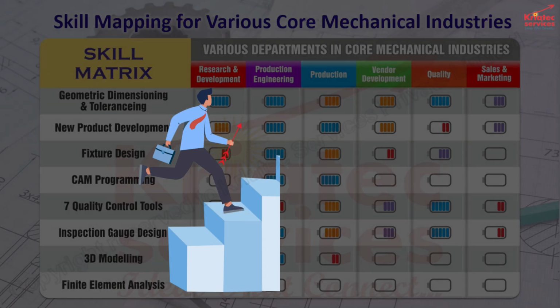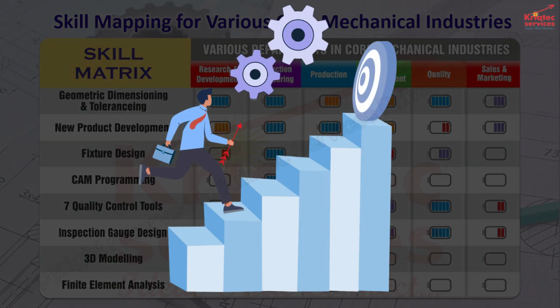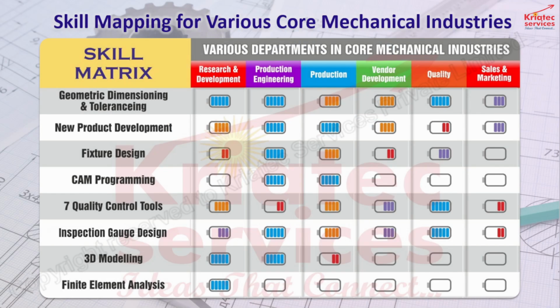If you want to grow up the ladder of your career in the mechanical engineering industry, you need to be thorough in this skill set: GD&T, new product development, fixture design, CAM programming, 7QC tool, inspection gauge design, 3D modeling and finite element analysis. All these skills are required for you to work in various mechanical industries' core departments.